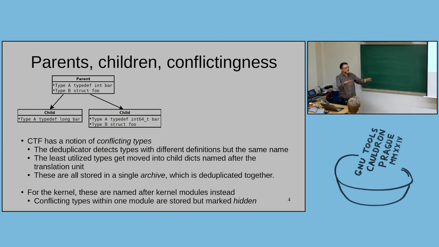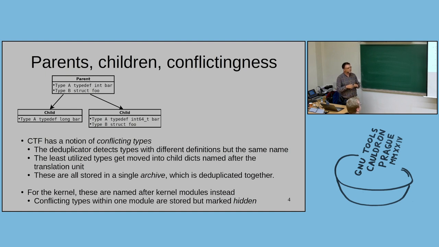CTF does a full hashing scan over every input translation unit, finds types which have the same name as another type in some other translation unit, but are not the same, or depend on other types that are not the same, and shuttles them off into, well, I don't know if you know about split BTF, where you can have BTF dictionaries that depend on other BTF dictionaries. CTF has something similar, it calls them parents and children.